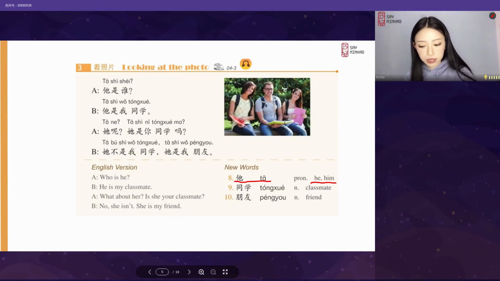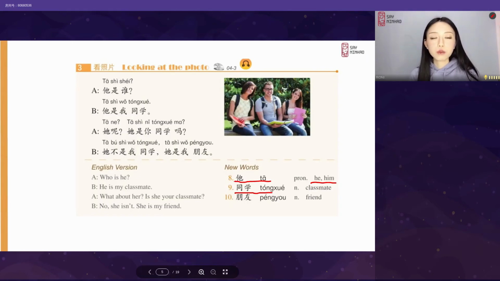Next one is 同学. 同 and 学. The initial t and the final ong, and the tone, second tone. Put them together. 同 initial x, final ue, okay, and the tone is second tone. 学. 同学, read after me please. 同学 means classmate.